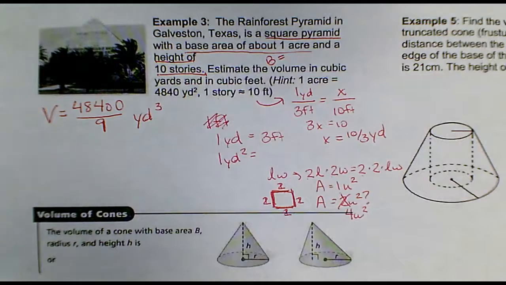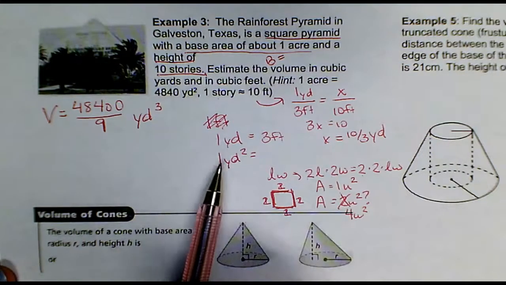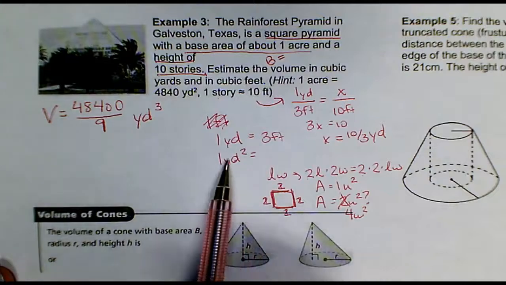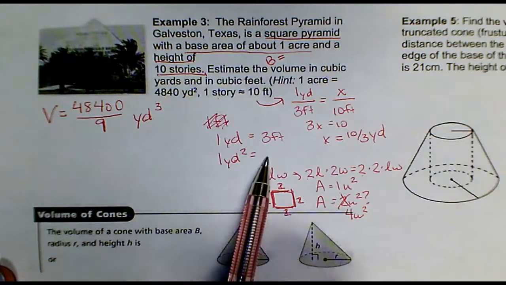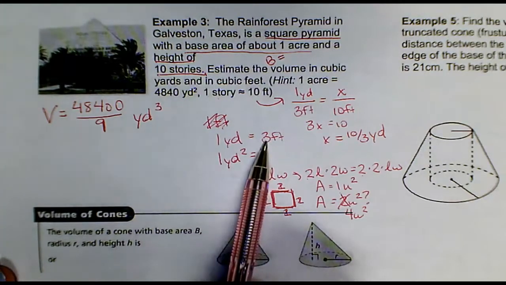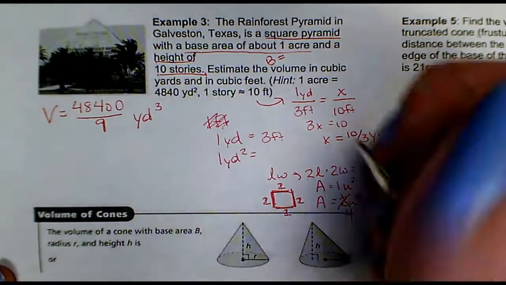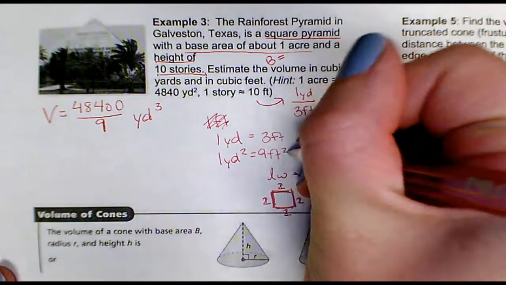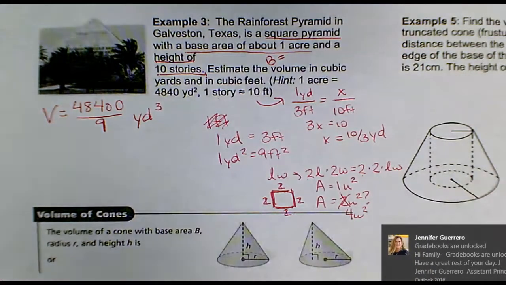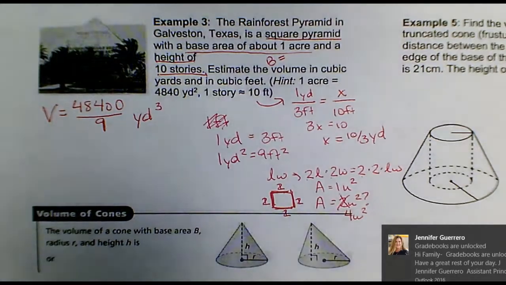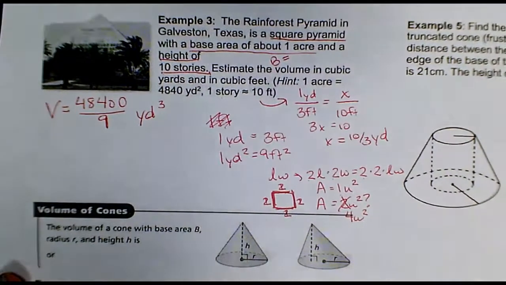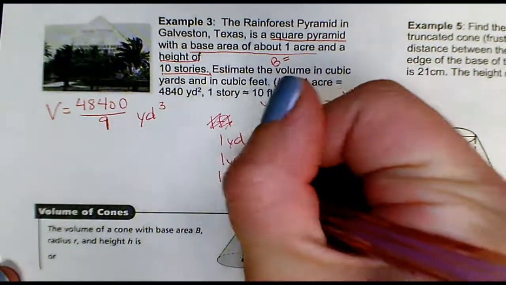Well, 1 square yard, remember, you're trying to find that new area with your new unit. So like 1 squared is 1 yard squared, but 1 yard squared is not equal to 3 feet squared. It's taking 3 and 3 and multiplying it together and getting 9 feet squared. There. And then what about 1 yard cubed?